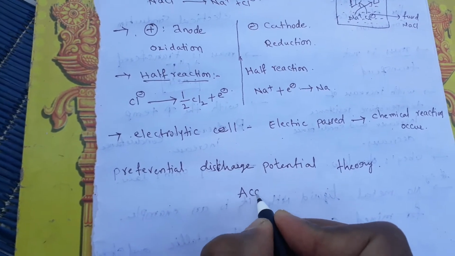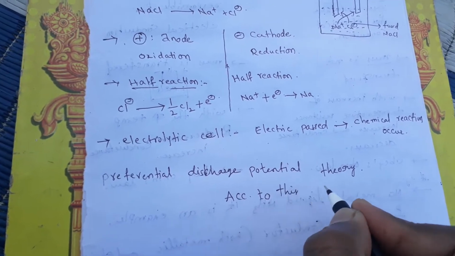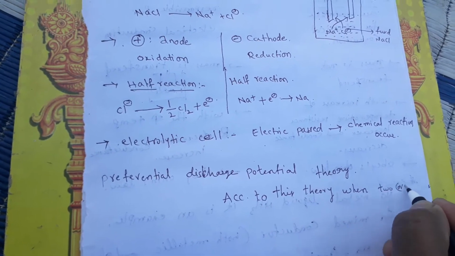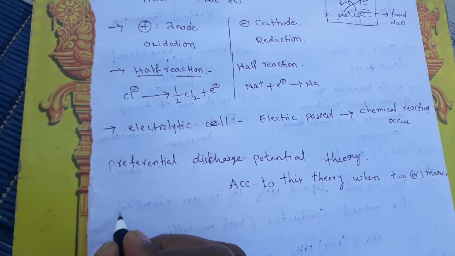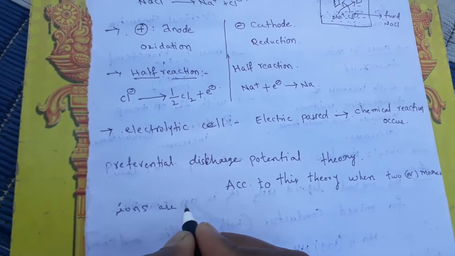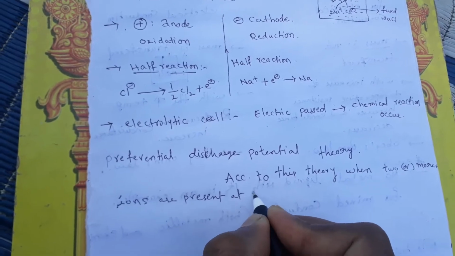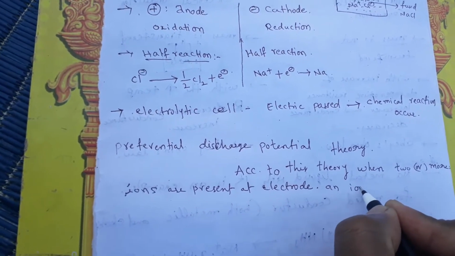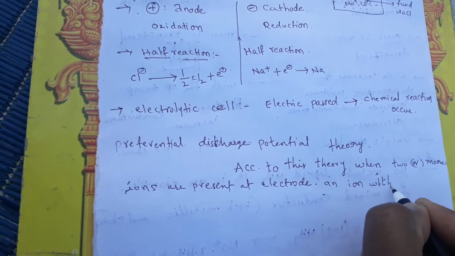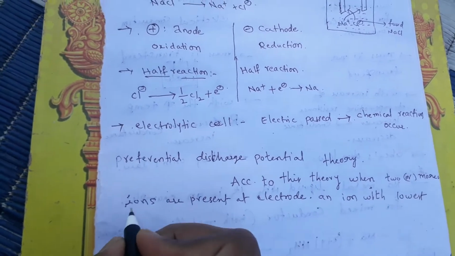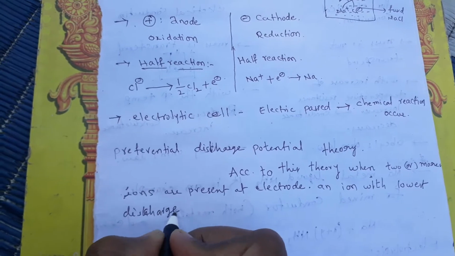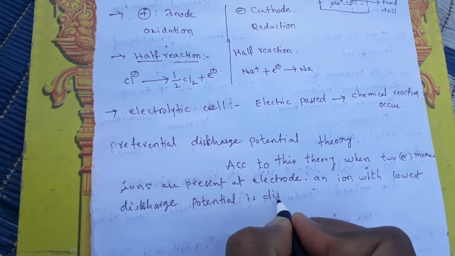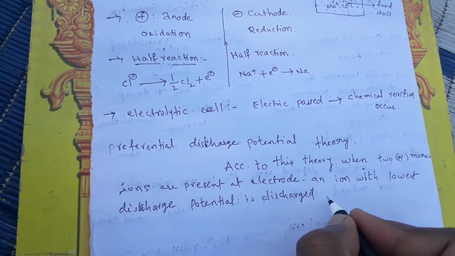According to this theory, when two or more ions are present at an electrode, an ion with the lowest discharge potential is discharged first at the electrode.